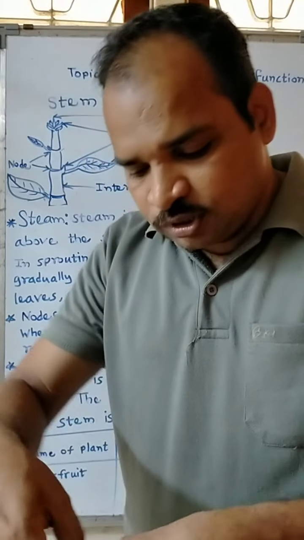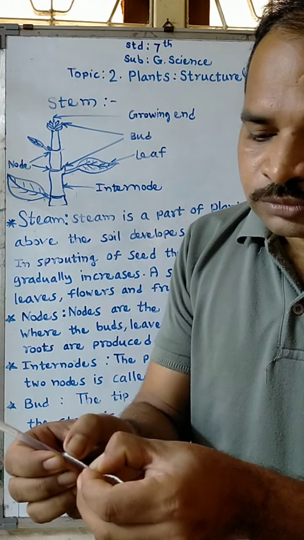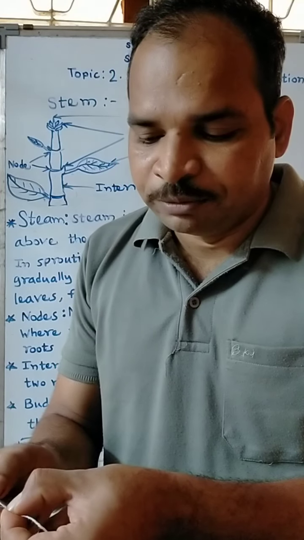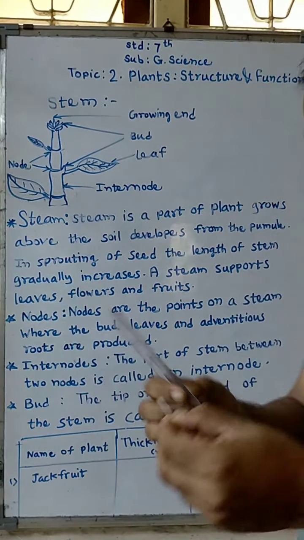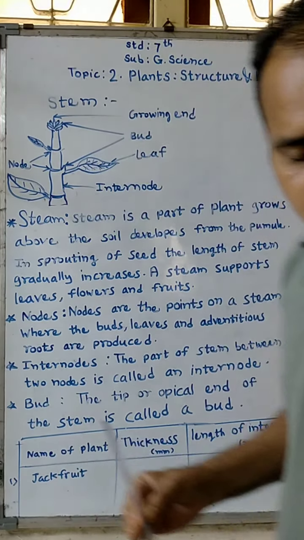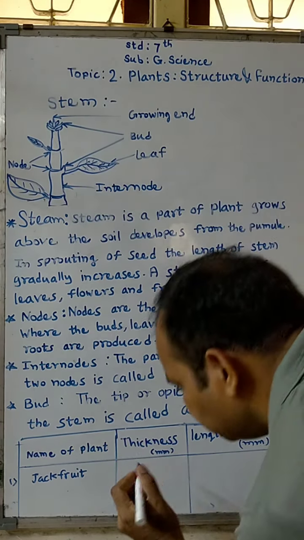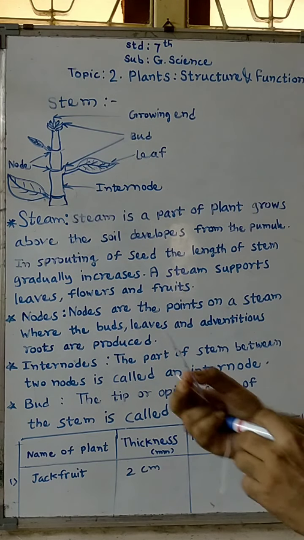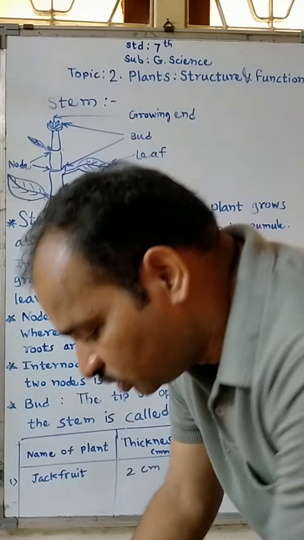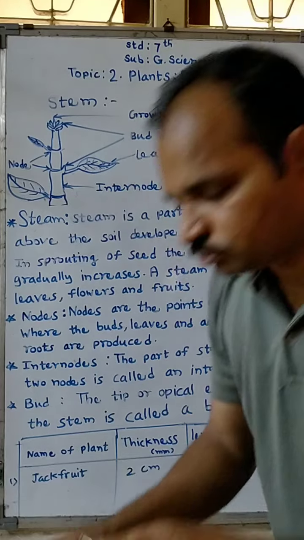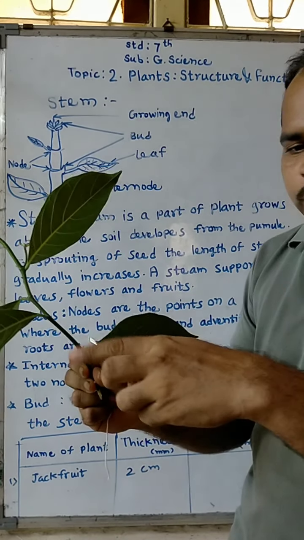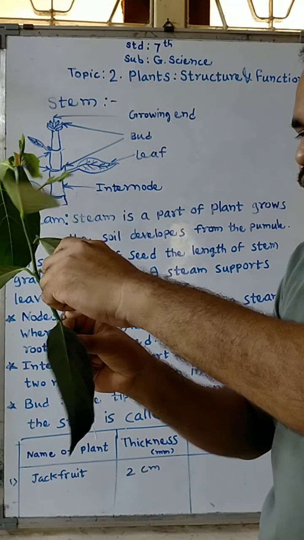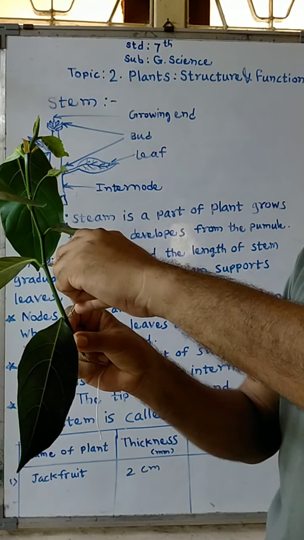Here, the length of the thread is 2 centimeters. The length of the thread is 2 centimeters, which means the thickness of the node is 2 centimeters. Then we have to calculate the length of the internode, which means the distance between two nodes. If you consider these two nodes, we can calculate the distance between them. This will be the length of the internode.